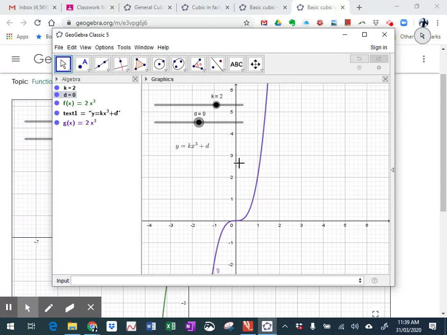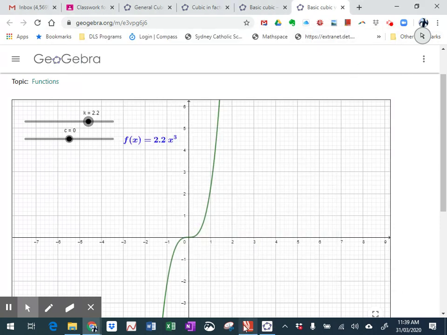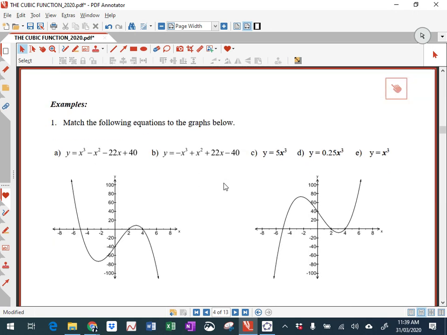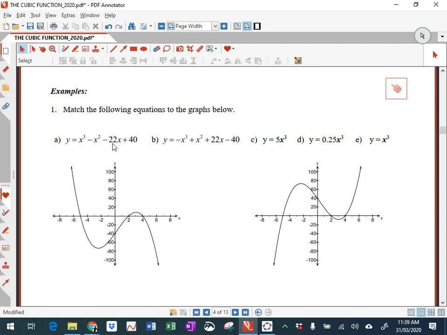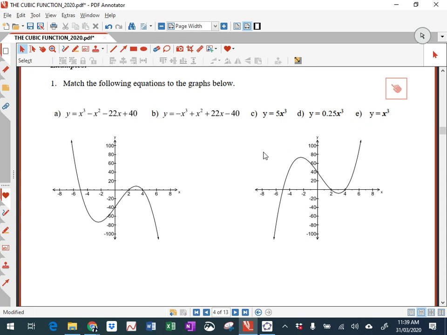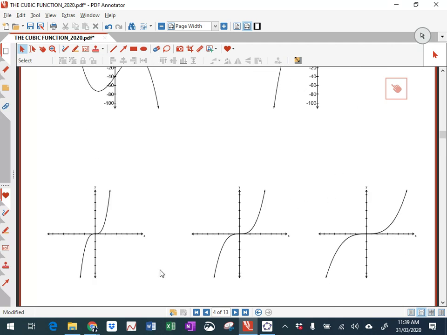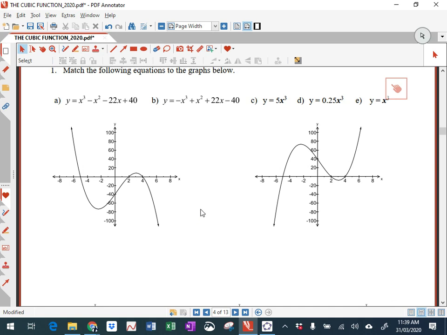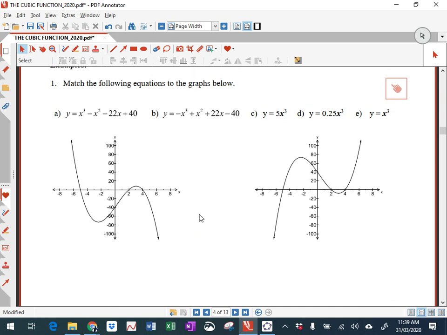So I'll fix up that file for you, and then you can have a play with that. All right, so let's close that down. I'll minimize it. Moving right along. Now, here are some examples for you to do. You can pause the video and try these questions. Here are 4 different cubic equations, and you've got to match those to these graphs. So pause the video and have a go, and then you can check your solutions with me.